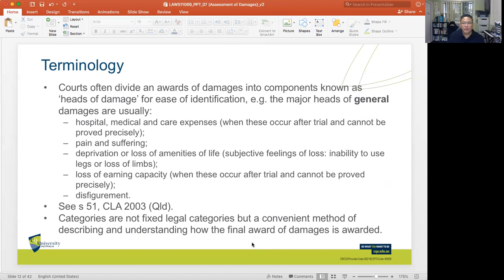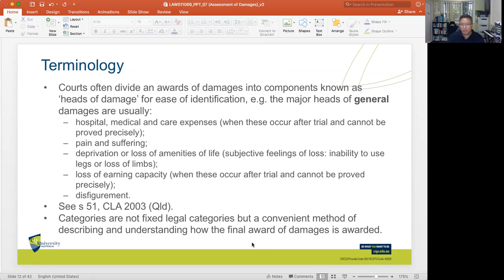But after trial, these can only be considered general damages because you don't really know the kind of hospital, medical, and care expenses that will be needed to assist or rehabilitate a particular plaintiff. Same thing with pain and suffering, deprivation or loss of amenities of life, which involves subjective feelings of loss, the inability to use legs or loss of limbs, and then the loss of earning capacity when these occur after trial, because they cannot be proved precisely, as I said, after injury and after trial, you can't really tell what the earning capacity is of a plaintiff.